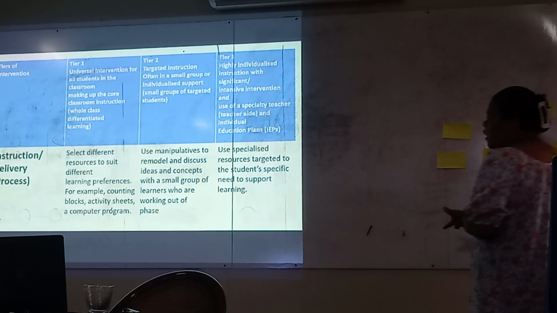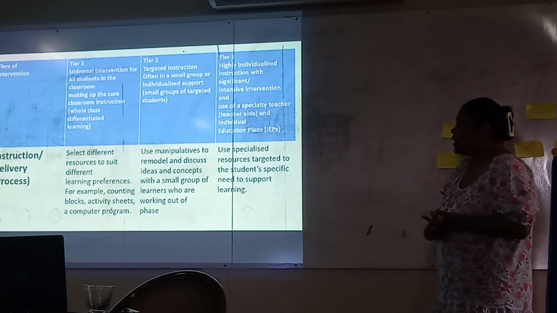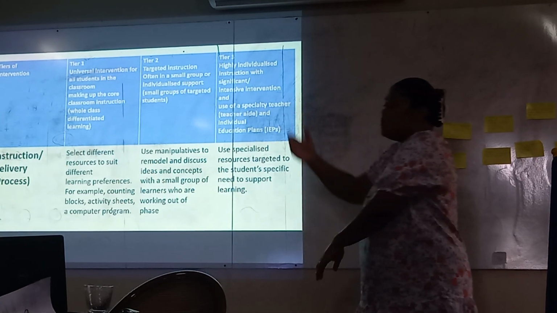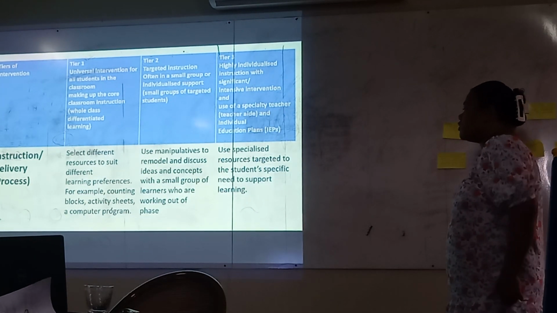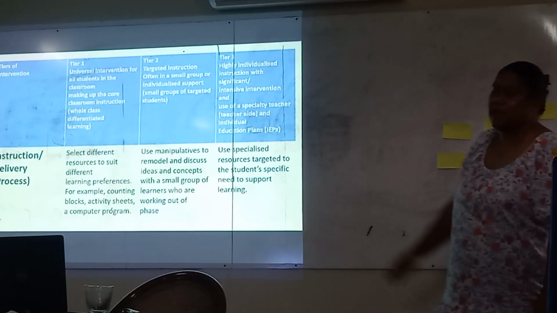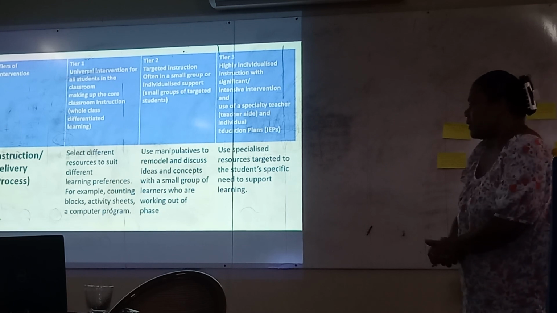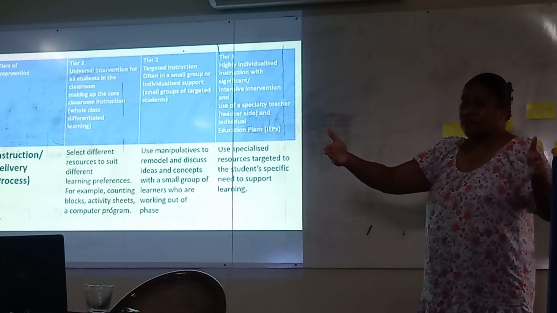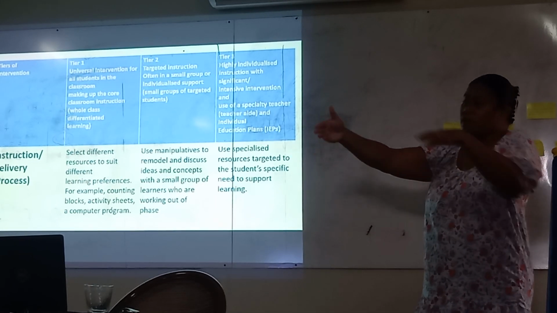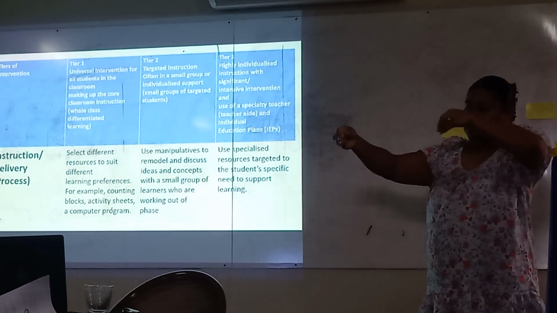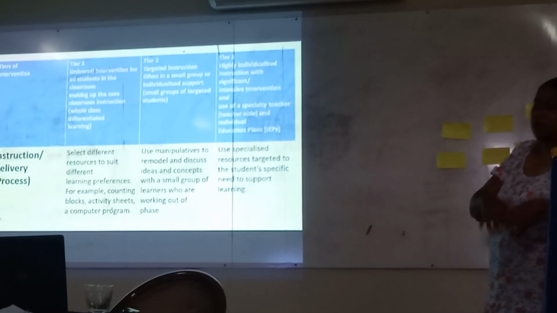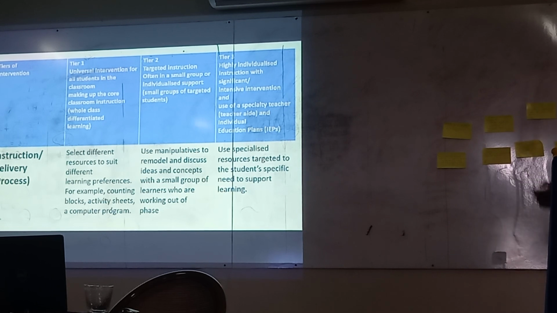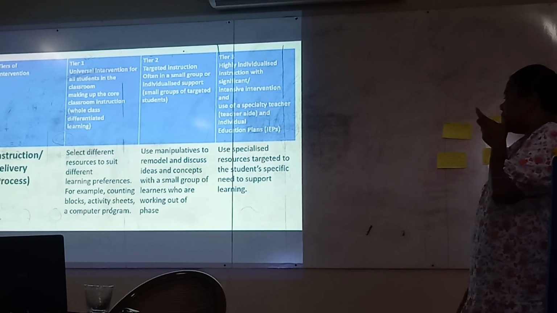When it comes to instruction, delivery, and process, for Tier 2, you use manipulatives to remodel and discuss ideas. So whole class, and then you bring the students and you model the concepts, maybe using manipulatives. And it also will help learners who are working out of phase. So you have out of phase learners inside the classroom. Like I said, you have the scope and sequence. Teachers will know the gap in learning. Right? So if the student is in year 5 or year 4 and is not functioning at that level, you will see there's a gap. That means he or she has not mastered maybe some of year 3 work, year 2 work, or even year 1 work.